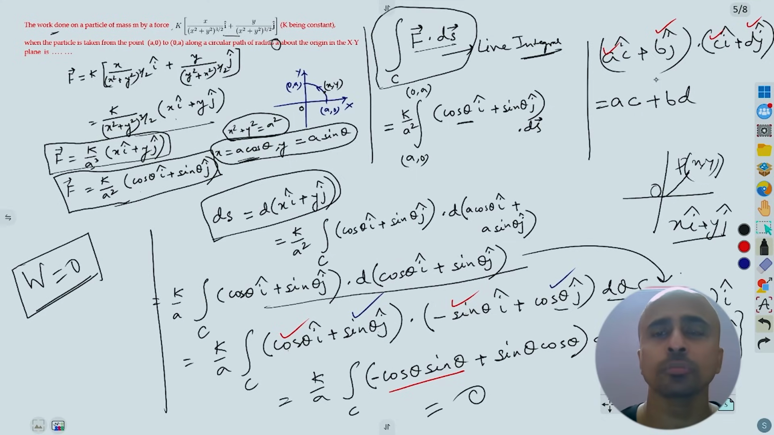Then we apply the dot product. The formula for the dot product as given here: (a i cap plus b j cap) dot (c i cap plus d j cap) is defined in this way: ac plus bd. It is the formula for the dot product. So simply apply the formula for the dot product, simplify it, and we obtain the answer 0. Okay, so the total work done is 0.